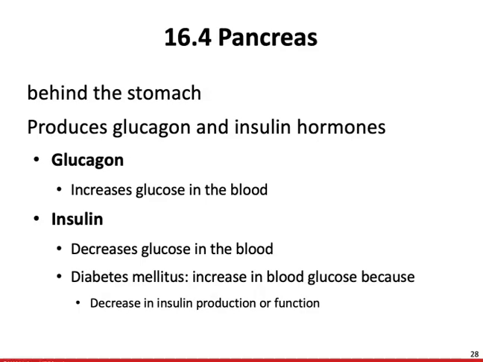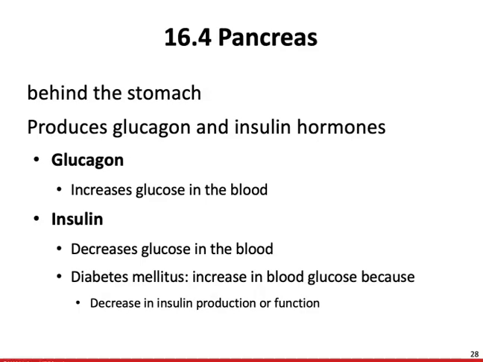It's also going to stimulate the transport of glucose into muscle cells, white blood cells, and connective tissues. It also inhibits the breakdown of glycogen into glucose and prevents the conversion of amino acids and fatty acids into glucose. So there are a couple of homeostatic imbalances that are associated with the pancreas.